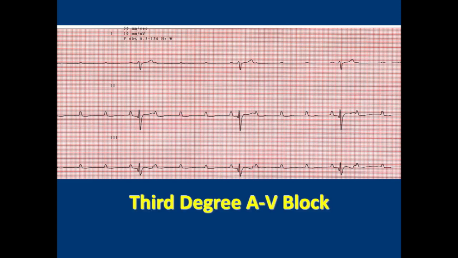This is going to be 3rd degree AV block. The easiest way to look at these is when you're looking at your P before your QRS, look to see if they're spaced out evenly. If they're spaced out evenly, look to see what they hit, and don't look at the QRS complex because it's not talking to the QRS complex anyway. So this is 3rd degree AV block.